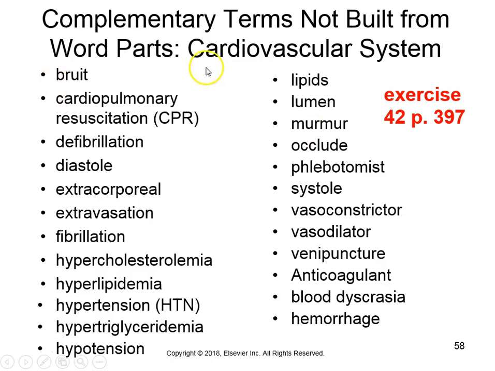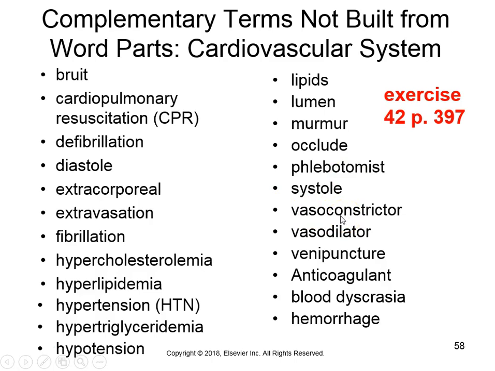Occlude means to block or that it's closed tightly. So if something is occluded, then it is blocked off in some way. A phlebotomist is the person who performs phlebotomy. They are the person who draws blood from the veins or also injects IV fluids.